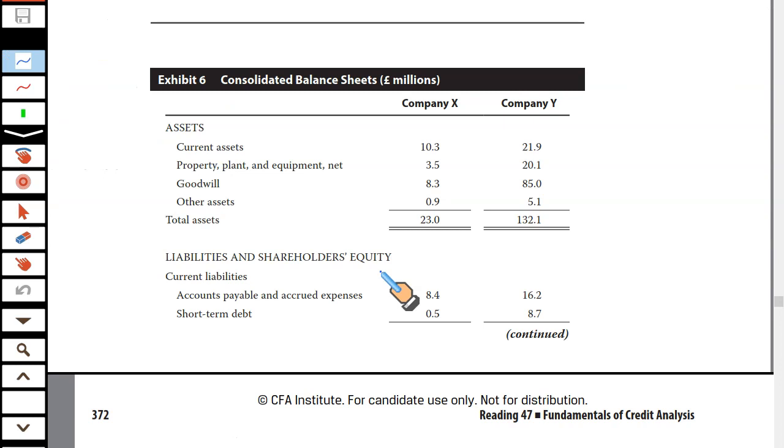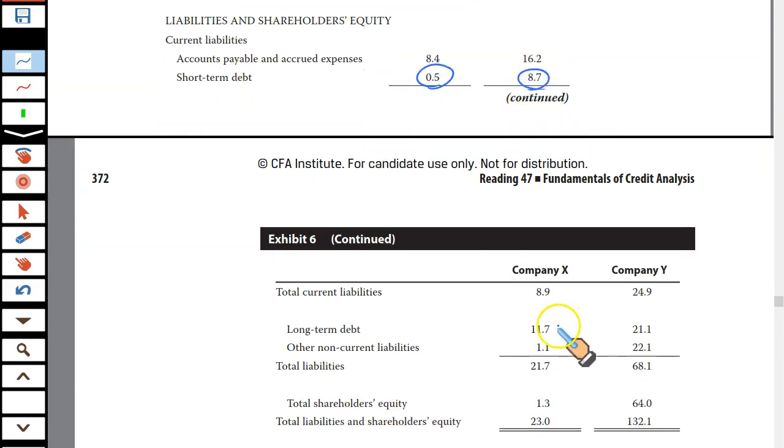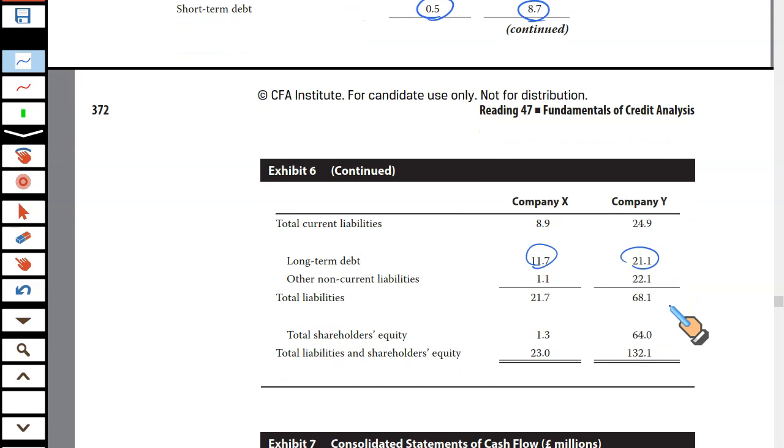First we need to calculate debt to capital. So this is the short-term debt for company X, short-term debt for company Y, and this is the long-term debt for company X and Y respectively. And so we have the debt 11.7 plus 0.5, so that gives you 12.2, and in this case 8.7 plus 21.1 gives you a total of 29.8. So this is debt.